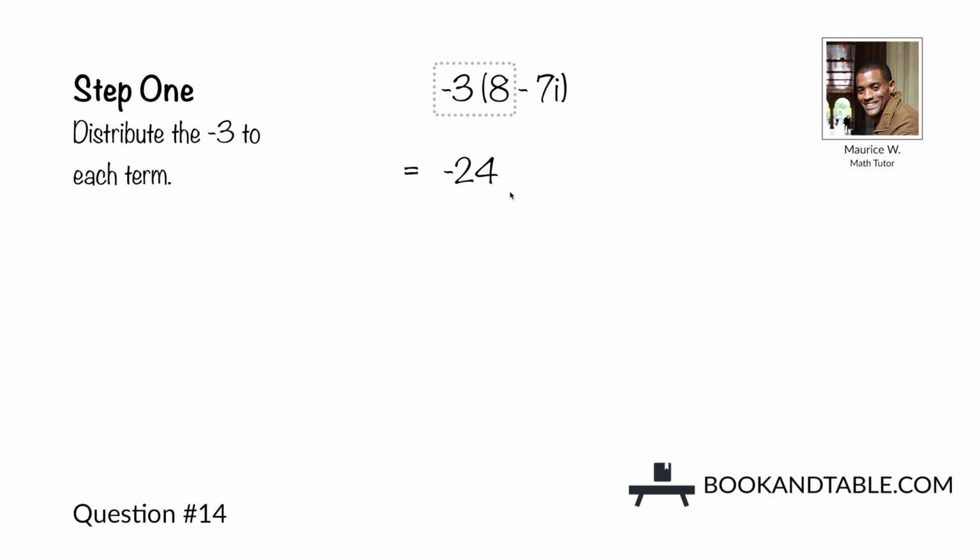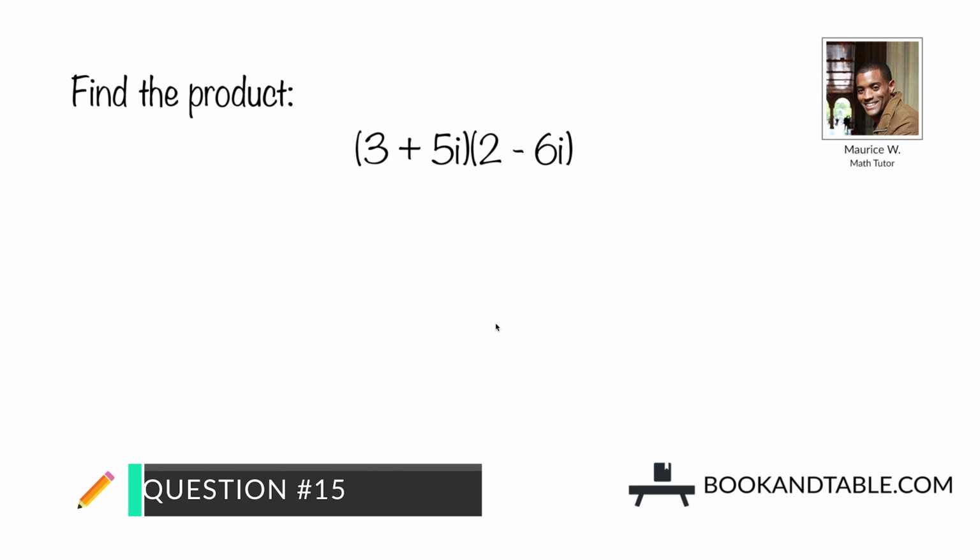Step 1, distribute the negative 3 to each term inside the parentheses here. That would give us negative 3 times 8, which is negative 24. Negative 3 times negative 7i would give us positive 21i. So the product of negative 3 times 8 minus 7i is equal to negative 24 plus 21i. Let's take a look at question number 15.